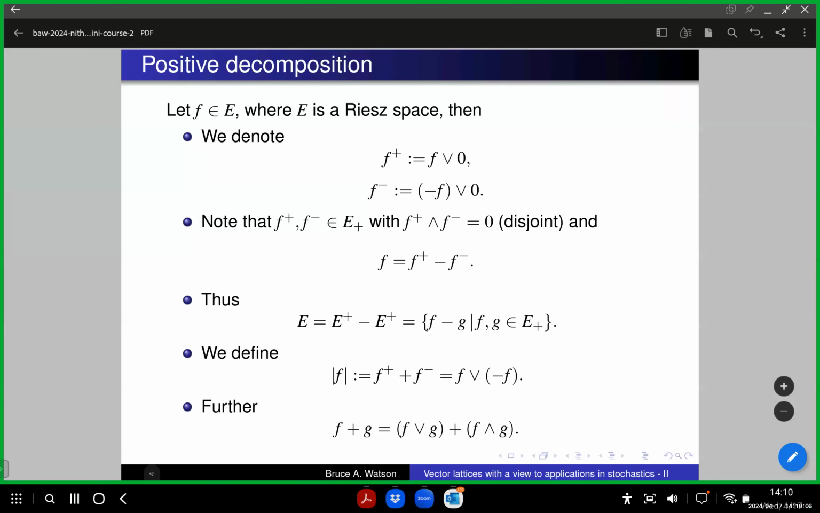Okay, we are now in a position to define an absolute value or modulus. We take that as f plus plus f minus, which is again the supremum of f and minus f. And one last relation, which is curiously nice, is that f plus g can be expressed as the supremum of f and g plus the infimum of f and g.